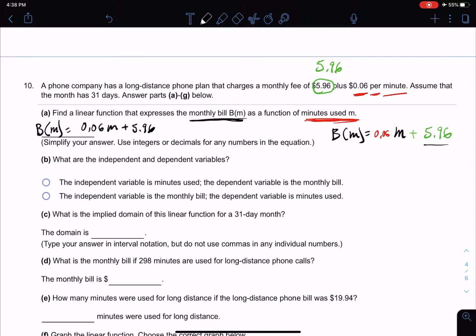Okay, what are the independent and dependent variables? There's only 2 variables, and the 2 variables are minutes used and the monthly bill. Which one affects the other? Well, the minutes drives how much that bill costs, right? So the independent variable is the minutes, yes. And the dependent variable is the monthly bill, because the monthly bill is dependent on how many minutes. So we have to highlight that as our answer.